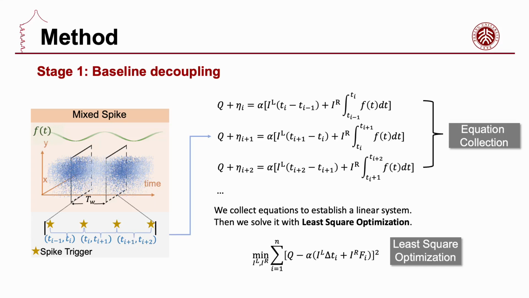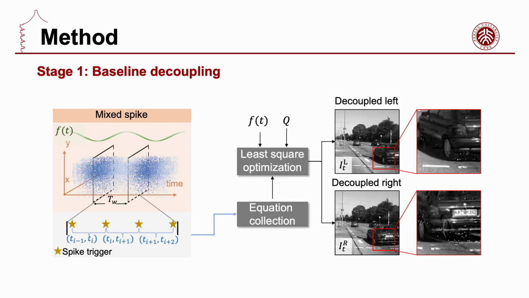In the first stage, we use a short temporal window to collect spikes and their timestamps. Based on the spike-triggered intervals, we formulate a set of equations and construct a linear system. We then solve this system using least squares optimization. The baseline decoupling is efficient and can already separate the two views, but the result is still not perfect. It may contain brightness inconsistency, cross-view residual artifacts, and texture loss in the modulated view. These problems motivate the second stage, where we use a learning-based network to restore a higher quality stereo pair.